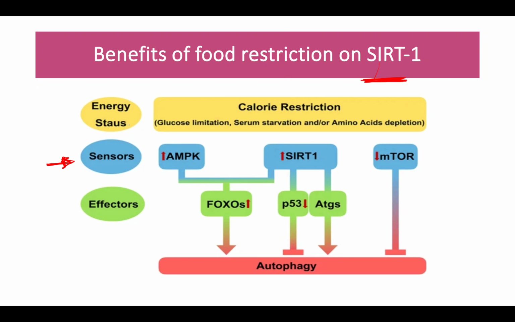So if you have too much energy, these two, AMPK and the SIRTUIN, will not work. However, if you have too much energy, this mTOR will work. So if you have restricted energy, like during fasting, you activate the AMPK. If the AMPK is activated, it will activate the SIRTUIN. So this is the second thing that can activate the SIRTUIN: time restricted eating or intermittent fasting.